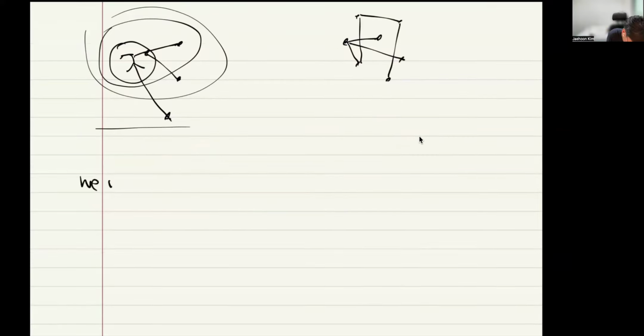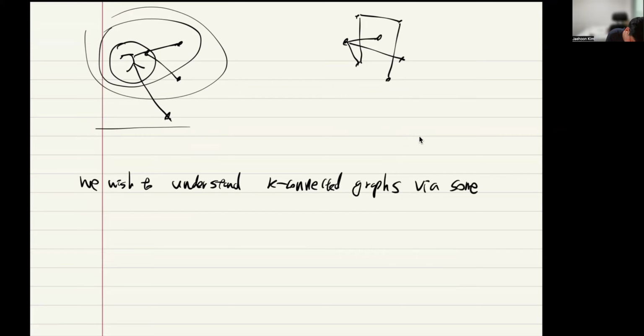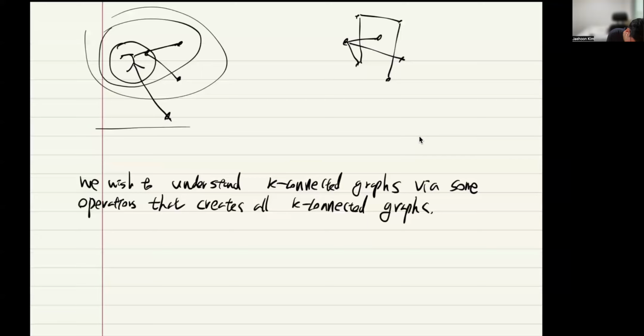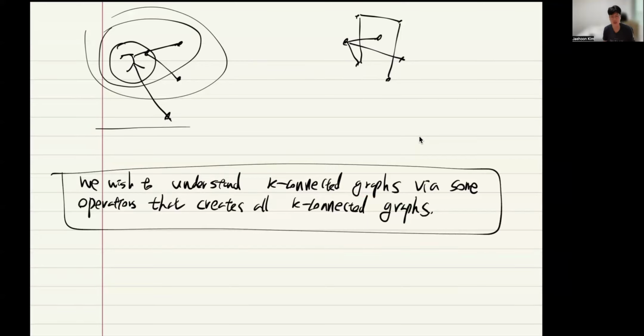So again, we wish to understand the k-connected graphs via some operation that creates all k-connected graphs. If possible, we want to do this. If we find some operation which creates all possible k-connected graphs, then that would be very good for us. In fact, even better if, moreover, it preserves the k-connectivity.